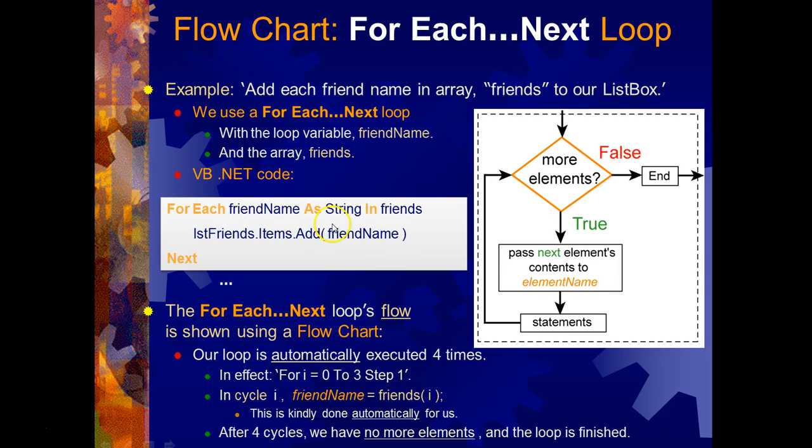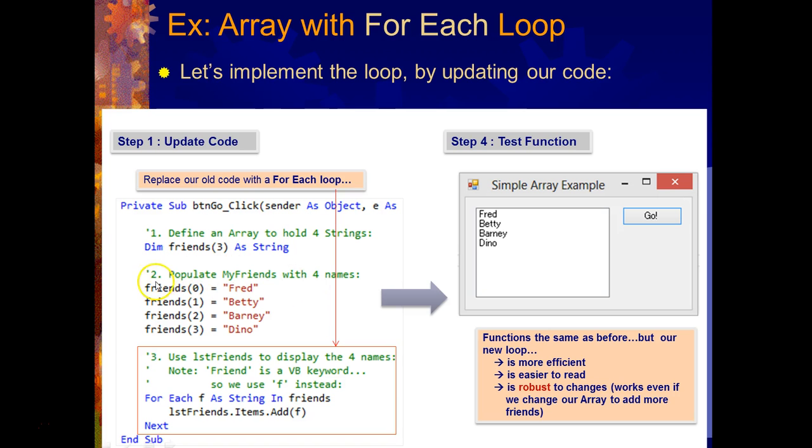So notice that this and this have to match. So if this was X, then this should be X. If this is called friend name, then this should be friend name. As long as they match, it doesn't matter what you call them. So here it is. For each F, now it uses F, we could have used X, in friends, in our array, and then add F. So that's going to do exactly the same thing here.